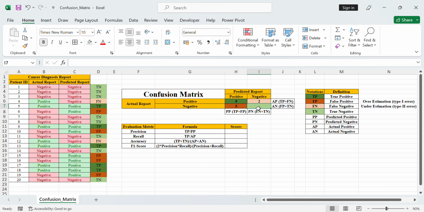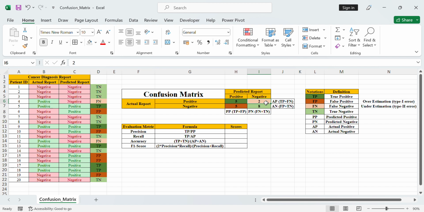The last one is both negative, actual negative and predicted negative. That means true negative, truly predicted as negative. How many such cases? 1, 2, 3, 4, 5, 6, 7 and 8. Okay, so if you sum up all these values, this will be 20. That is the total count of patients. Okay, so this is done. The confusion matrix is created now.